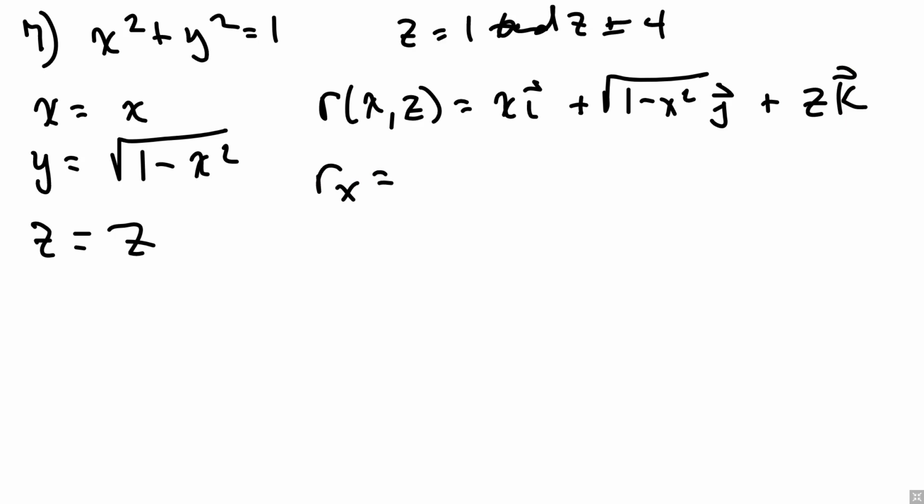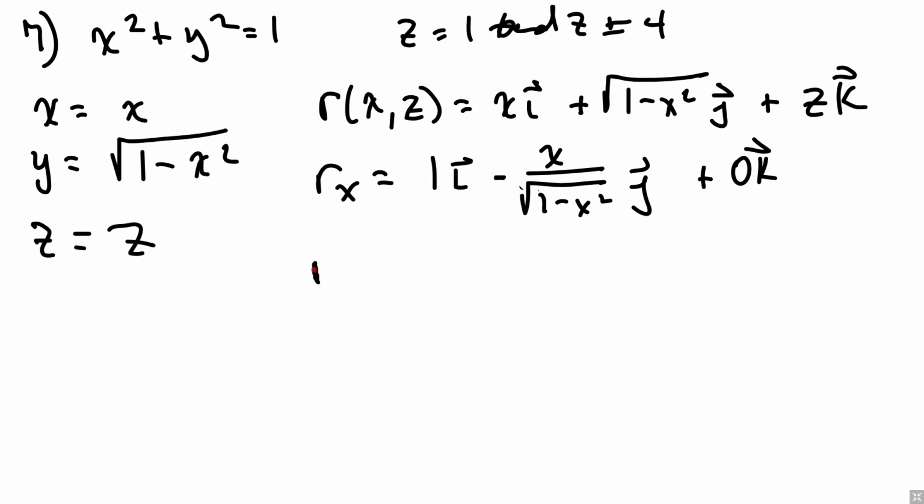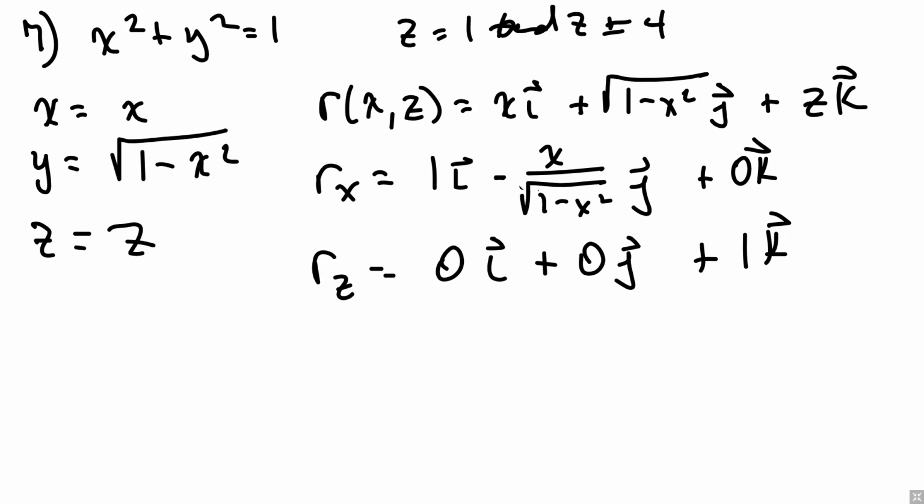So we do the partial with respect to x. We get 1 in the i, minus x over the square root of 1 minus x squared in the j, plus 0 in the k. And if we take the partial with respect to z, 0 in the i plus 0 in the j plus 1 in the k. Now, we know that z is bounded between 1 and 4. x will be bounded between -1 and 1. Okay?